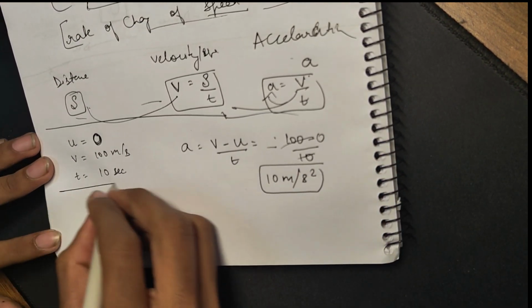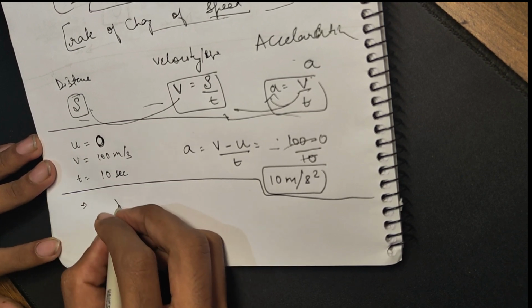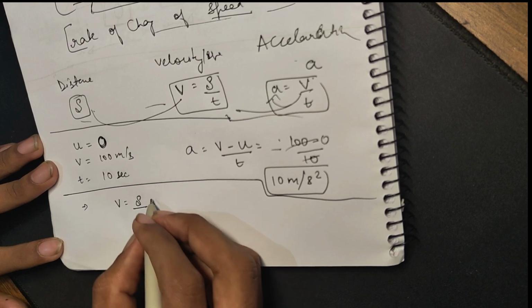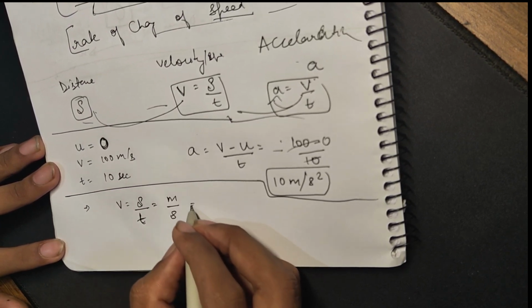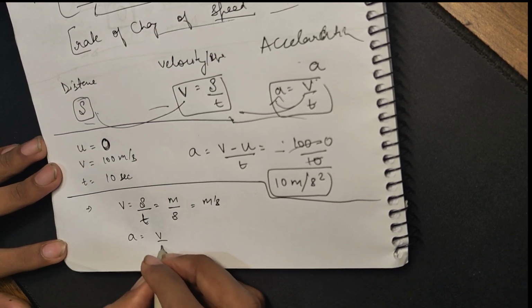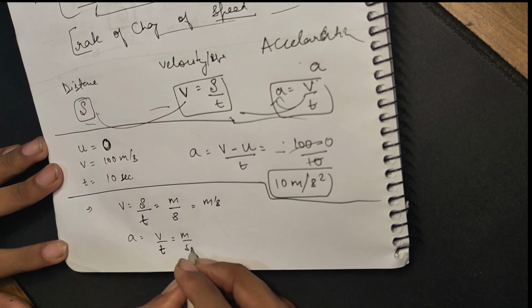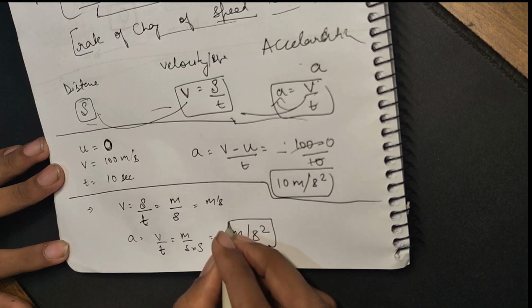So let me tell you how this second square came. Very interesting. Now we have velocity equal to distance by time, right? What is the unit of distance? Meter. What is the unit of time? Second. So the unit is meter per second. For acceleration, it is velocity by time. What is the unit of velocity? Meter per second. And what is the unit of time again? One more second. And this is how we have meter per second square. This is how you get the units of acceleration. Very simple.